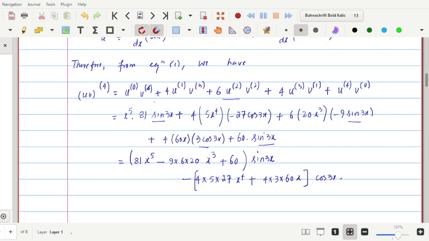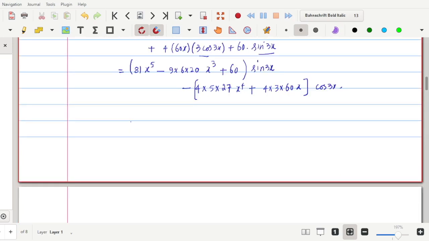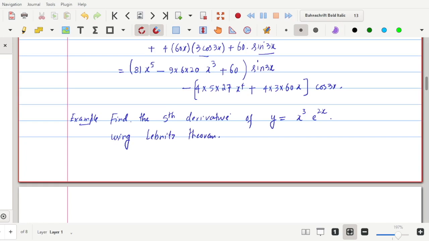So this is how we use the Leibniz theorem to compute the nth derivative of any product of two functions. Now here we will put up one more example that you will try yourself. Example: find the fifth derivative of y is equal to x power 3 into e power 2x using Leibniz theorem.